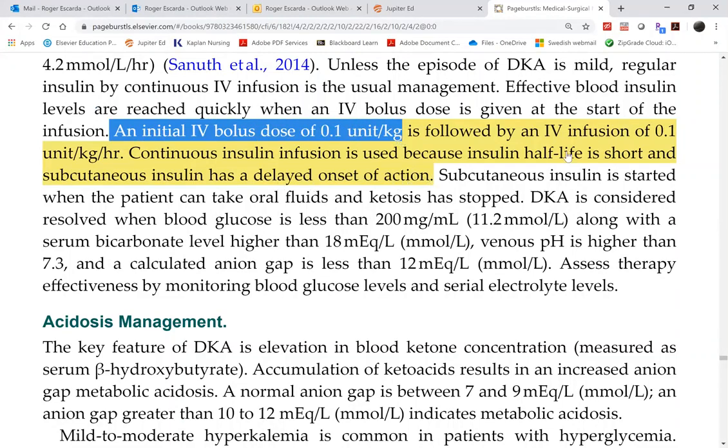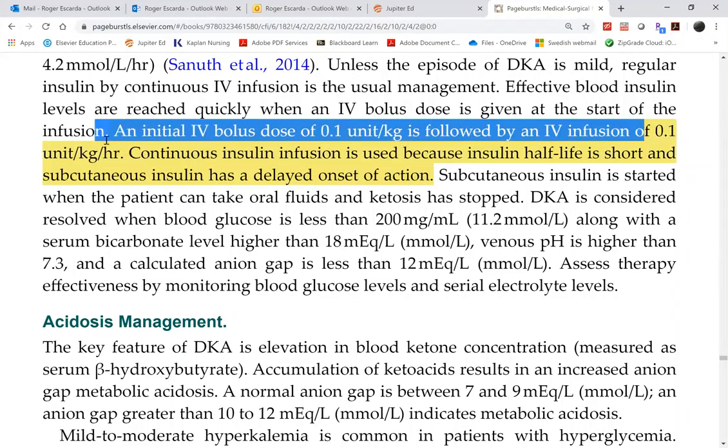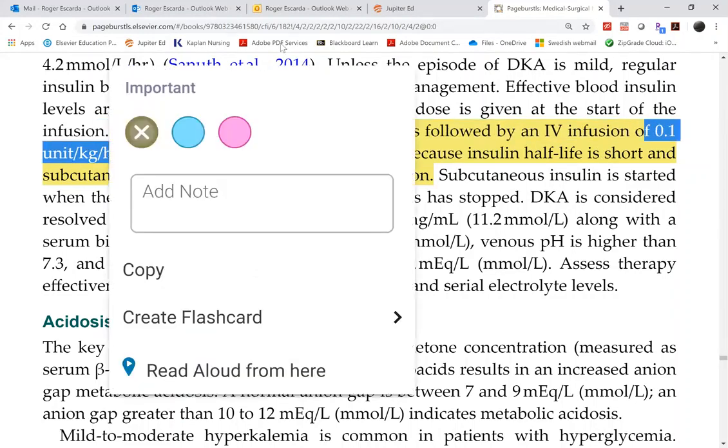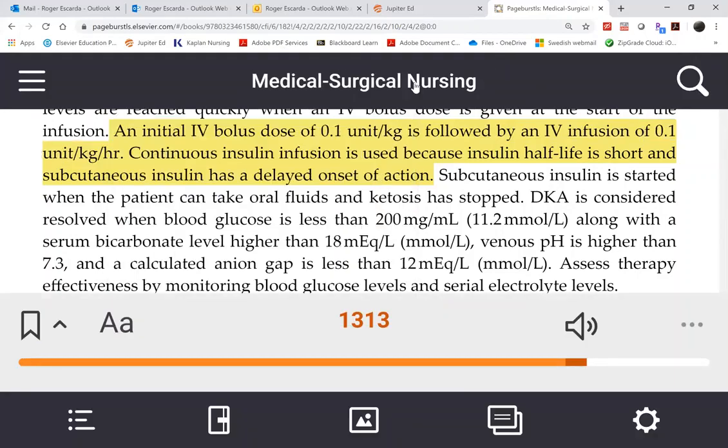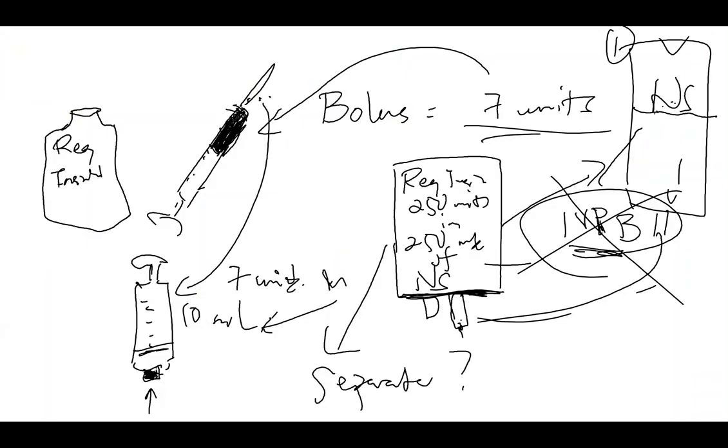And now question. If the order is 0.1 units per kilogram per hour, how many mLs per hour will you run this? So I'm the same patient, 70 kilograms, and the order is 0.1 units per kilogram per hour. How many mLs per hour? And this is your bag right here, 250 and 250.